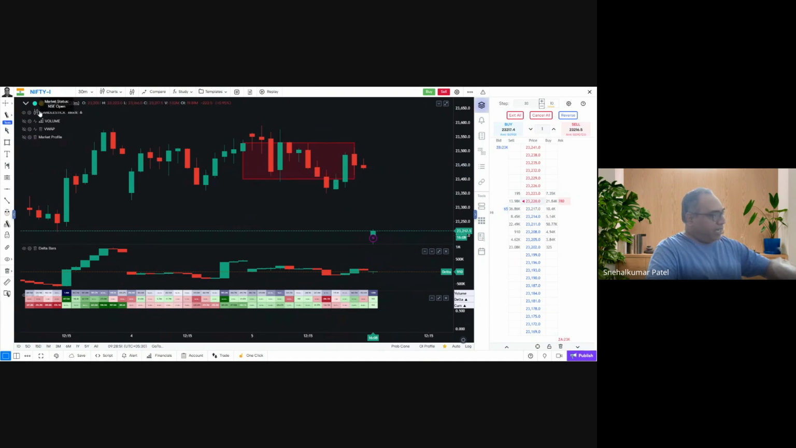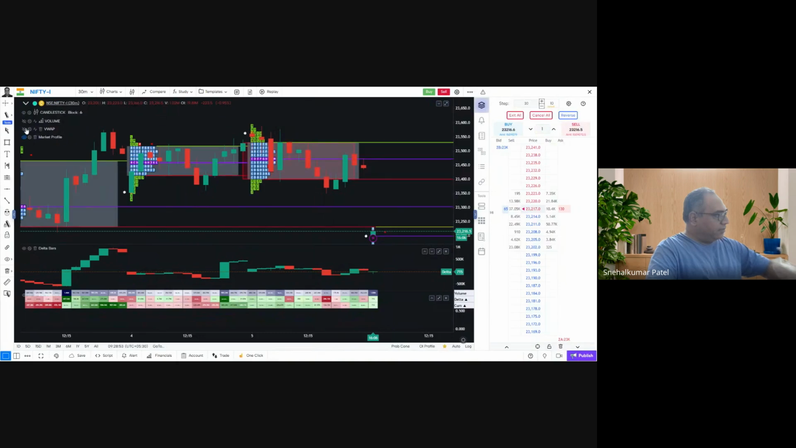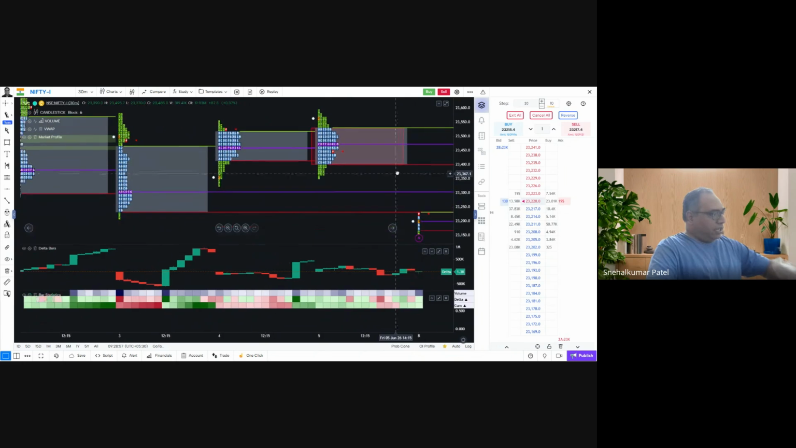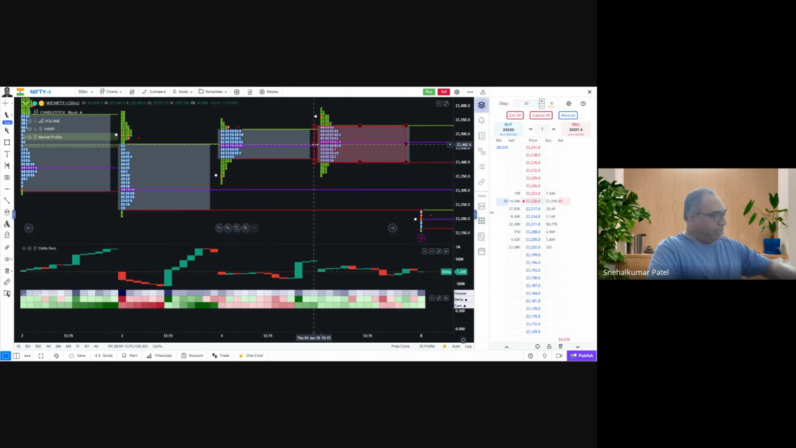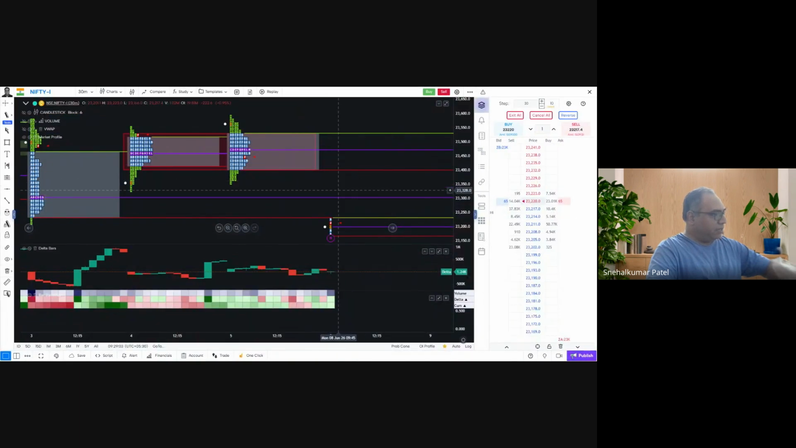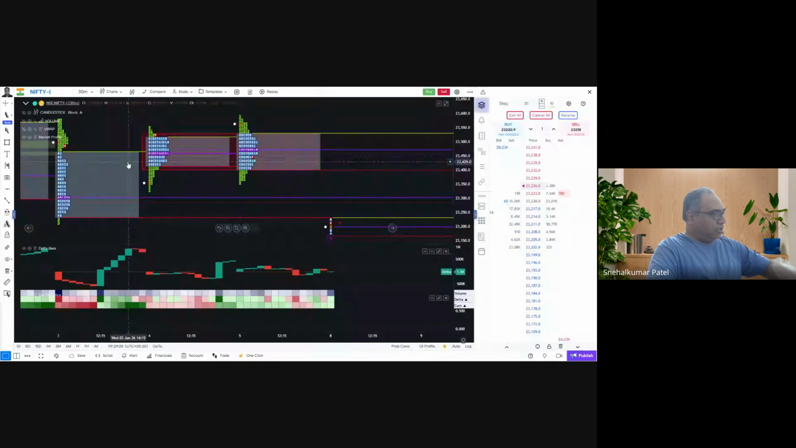If we go back again to the market profile, similarly, if you look at the previous range as well, it is within the same range. So the market was actually consolidating within this range before deciding what to do next.